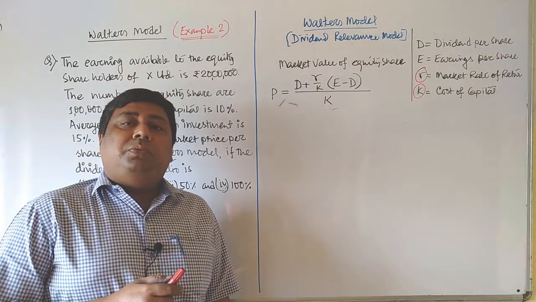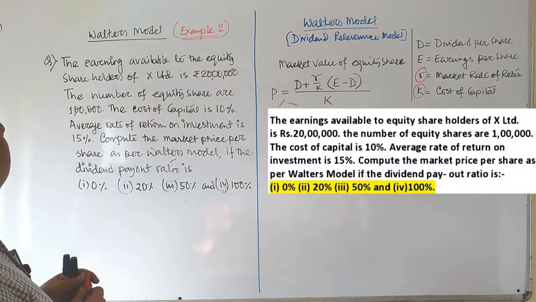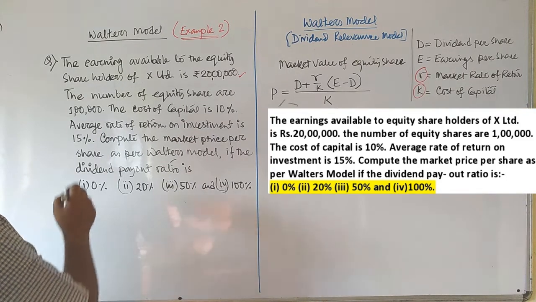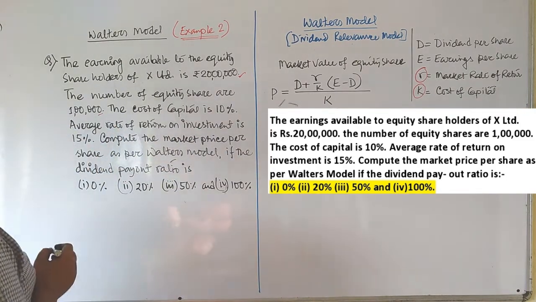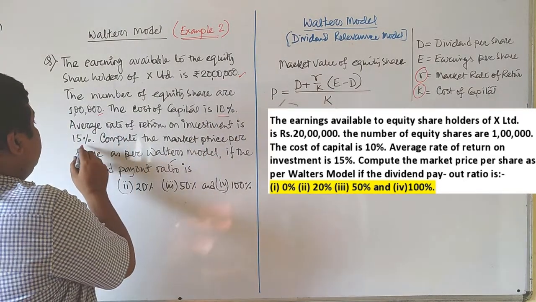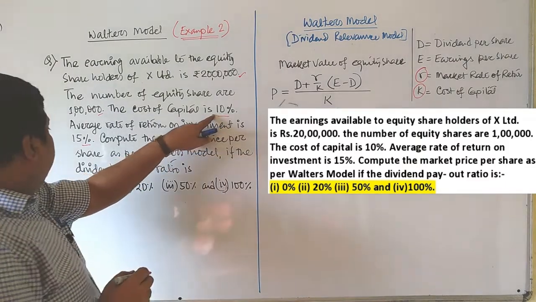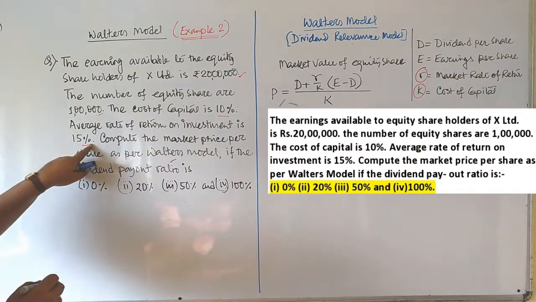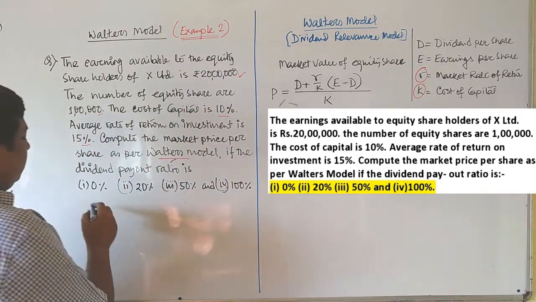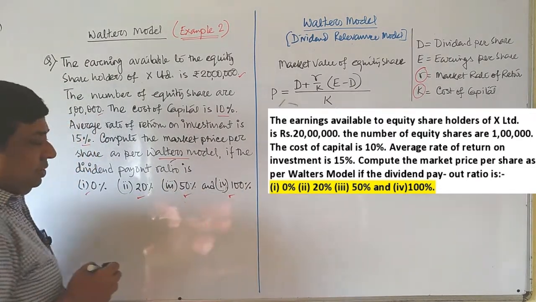Let's take another example of Walter's model. The earnings available to the equity shareholders of X Limited is rupees 20 lakhs. The number of equity shares is 1 lakh. The cost of capital is 10%. The average rate of return on investment is 15%. Remember K, cost of capital, is 10 and average rate of return R is 15. Compute the market price per share as per Walter's model if dividend payout ratio is 0%, 20%, 50% and 100%.